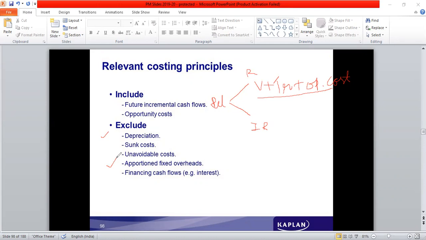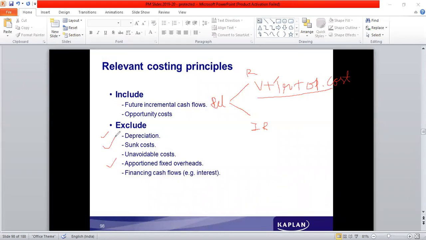Anything which was incurred in the past, can it be undone? No, it cannot be. We cannot undo any past cost. So sunk cost is also irrelevant. It's already incurred. What can be done to undo that? Nothing can be done to undo that. So sunk cost is an irrelevant cost. Then any type of unavoidable costs, no matter what they do. Even if they close down a particular unit, can they avoid fixed cost? No, they cannot avoid that. So all types of unavoidable costs are irrelevant for decision making.